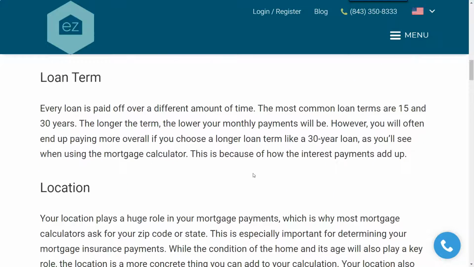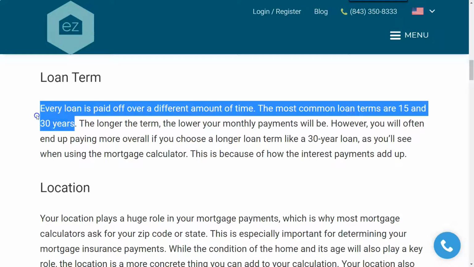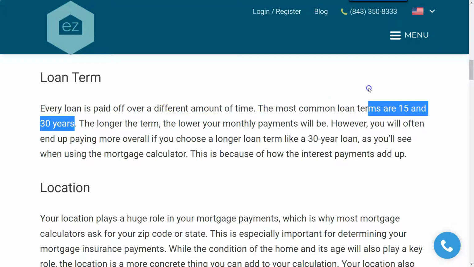So the loan term, how long is your loan going to be? It doesn't have to be 30 years, people. Some of the USDA loans and some of the special loans out there go above 30 years. But typically, it's 15 to 30 years for the term on a mortgage. This is the time that you want to pay on the loan. Every loan is paid off over a different amount of time, and the most common terms are the 15 to 20 years. All right.